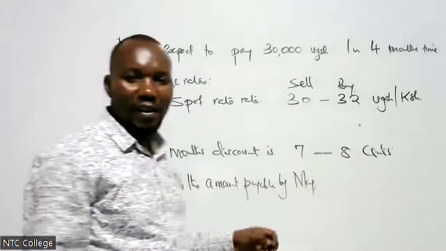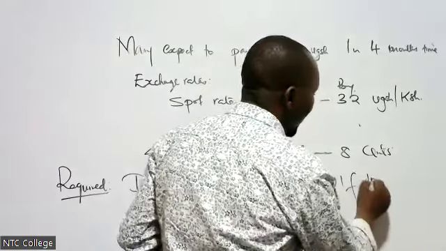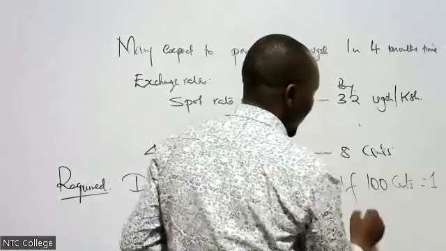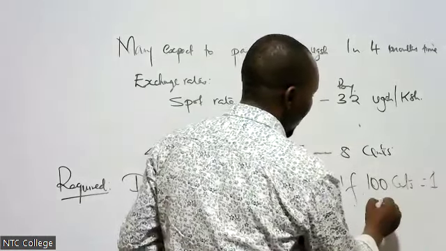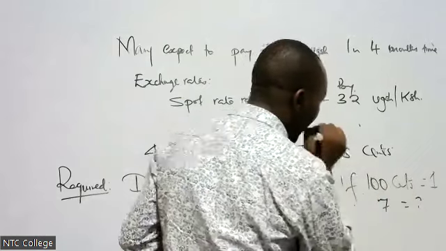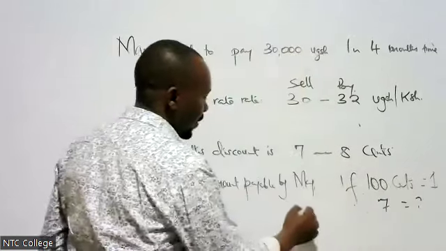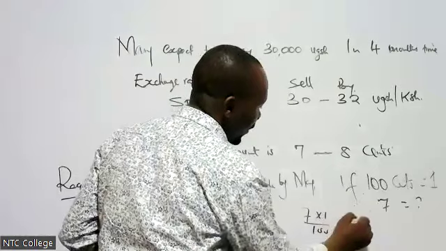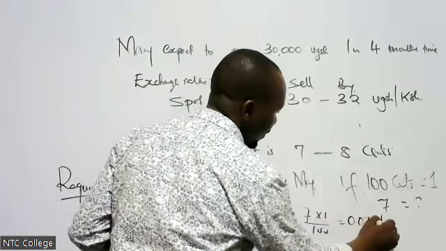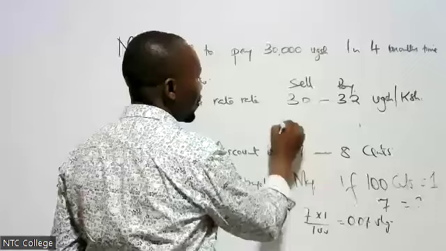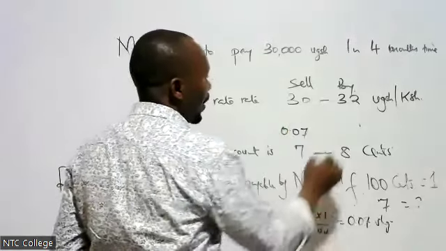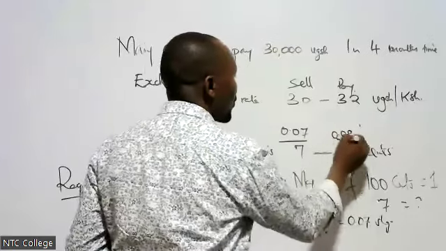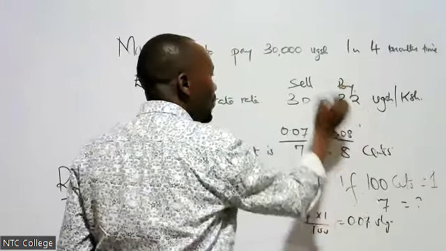You simply say, Edwin, that if 100 cents is equal to 1 Ugandan shilling, then how much will 700 be? 7 times 1 all over 100. This one is the same as 0.07 shillings, right? But Ugandan shillings. So here we have 0.07, and then here we have 0.08. These are now converted to shillings because you either add it here or subtract.